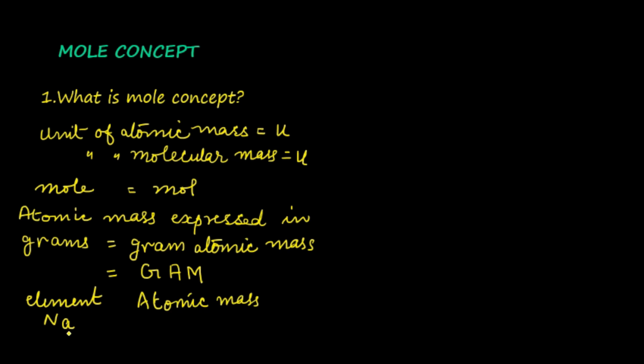Take the element sodium. Its atomic mass is equal to 23 U. But if we write 23 grams, then the same quantity becomes gram atomic mass. We have already written the short form for that, so we will write here GAM. If it is for oxygen, atomic mass is 16 U. 16 grams is the gram atomic mass of oxygen. 23 grams of sodium is 1 mole of sodium atom, or we simply say 1 mole of sodium atom.